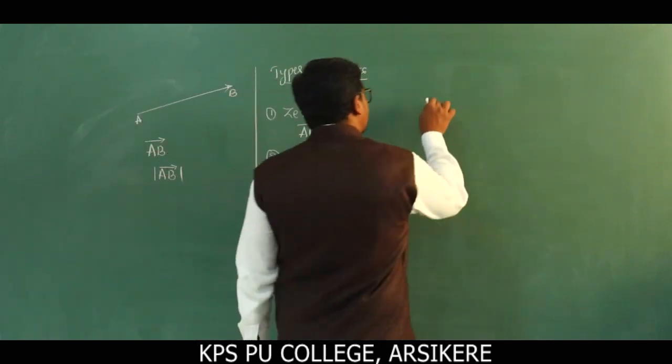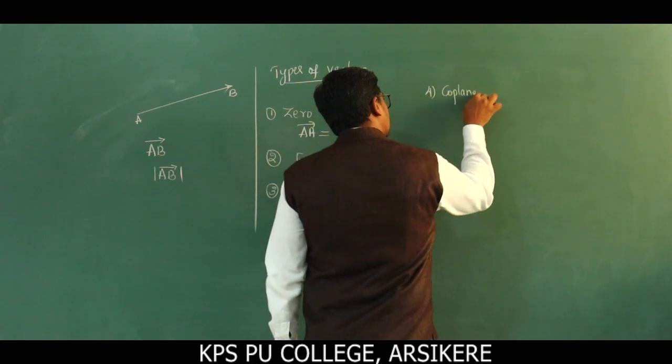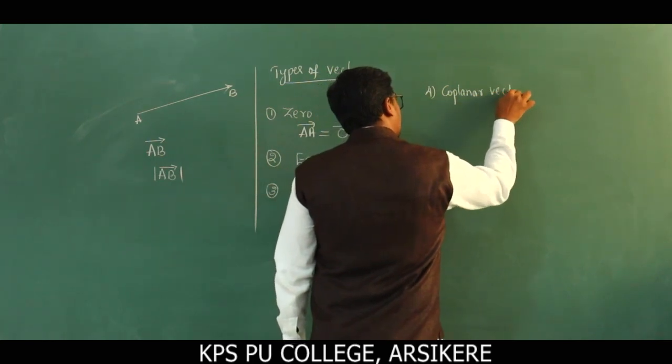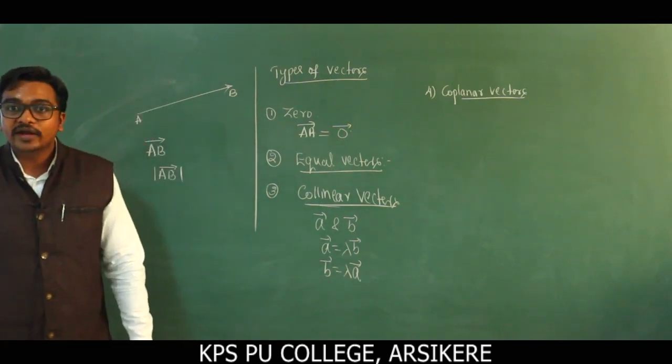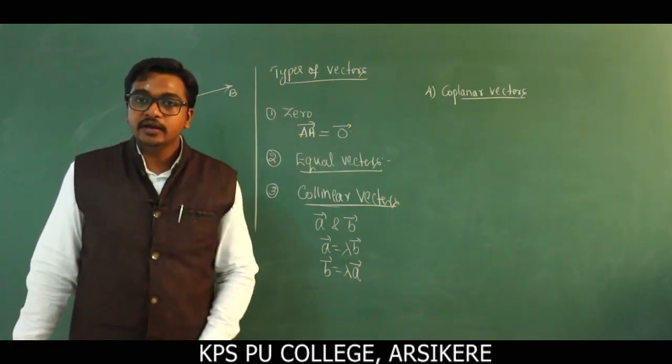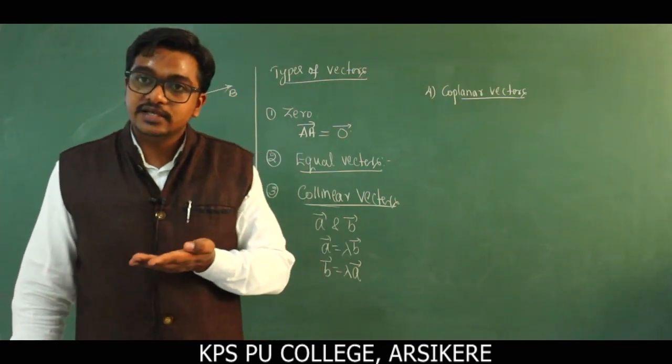Next, the fourth one, coplanar vectors. Coplanar means two or more vectors are said to be coplanar if they lie on the same plane.